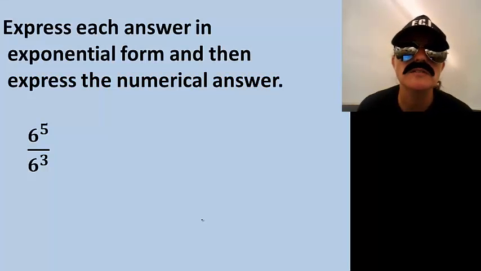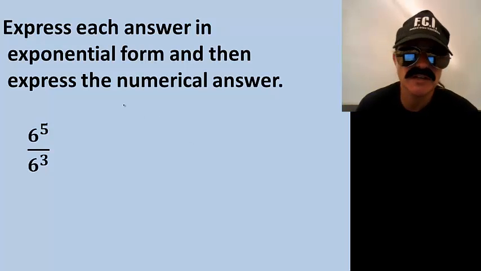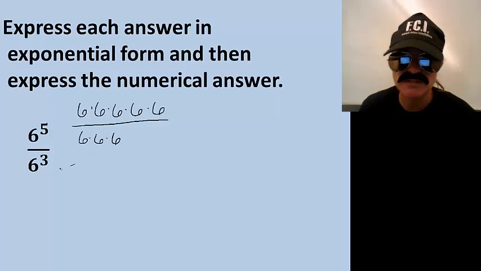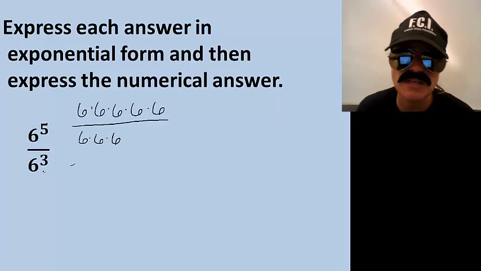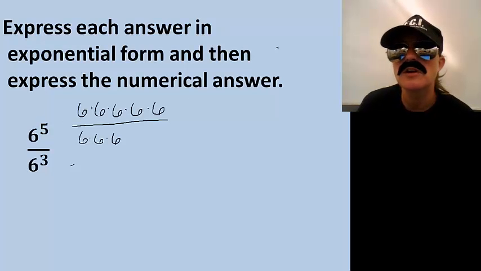Next, we're going to talk about division. So in multiplication, you add. Division, let's figure it out. You have 6 times 6 times 6 times 6 times 6. There are 5 6's. Divided by 6 times 6 times 6. Notice the bases are the same. That's when it works. Okay? I'm going to show you over on this side.